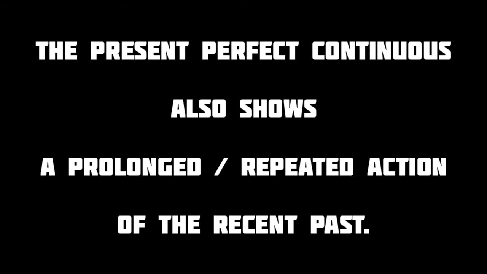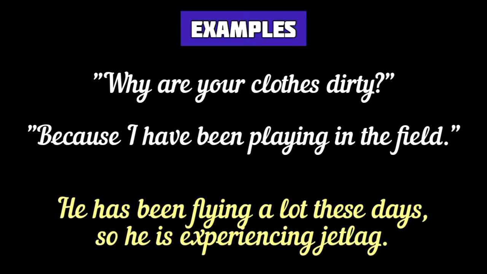The present perfect continuous tense also shows a repeated or prolonged action of the recent past. It may not be in progress right now, but its continuity in the recent past is still significant. For example, why are your clothes dirty? Because I have been playing in the field. Here, have been playing is in the present perfect continuous tense. It was in progress for some time just now and it has made the clothes dirty.